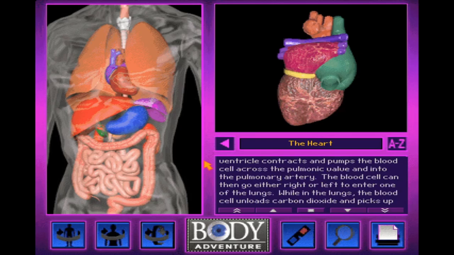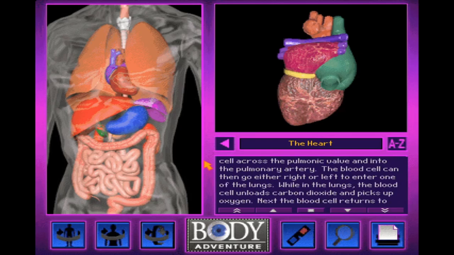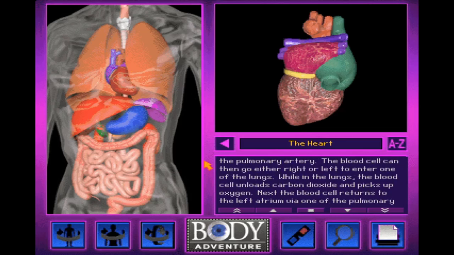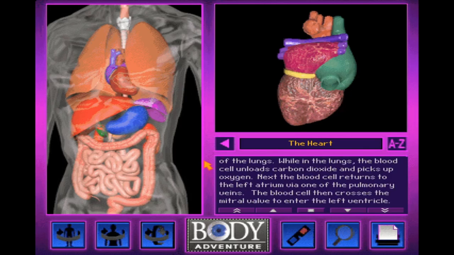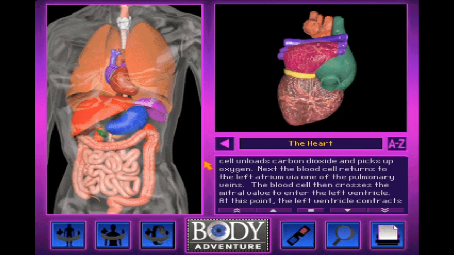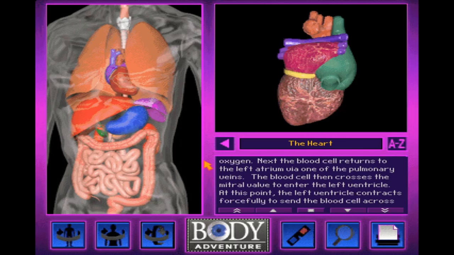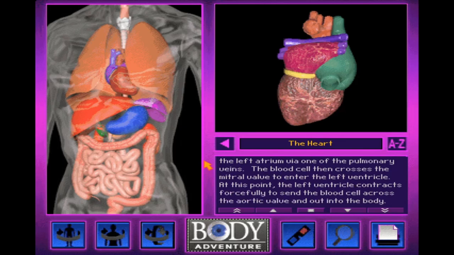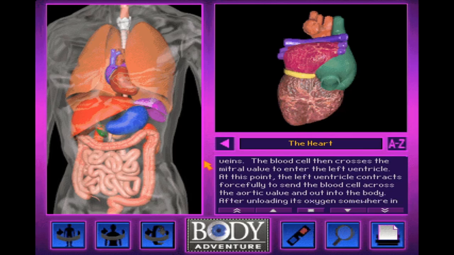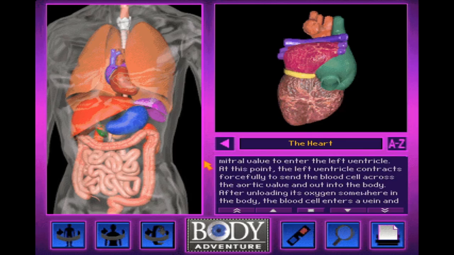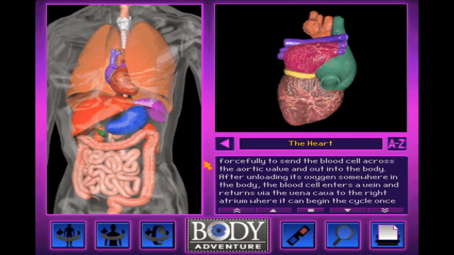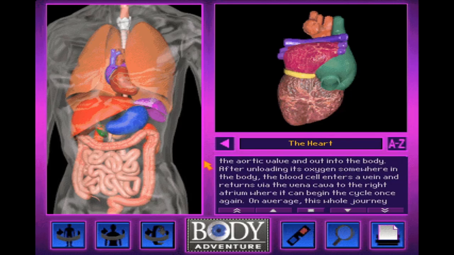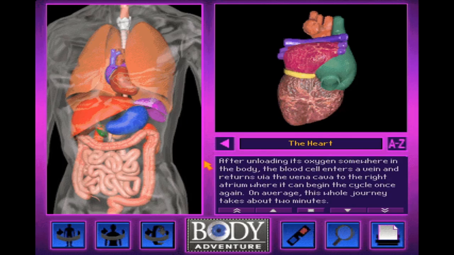While in the lungs, the blood cell unloads carbon dioxide and picks up oxygen. Next, the blood cell returns to the left atrium via one of the pulmonary veins. The blood cell then crosses the mitral valve to enter the left ventricle. At this point, the left ventricle contracts forcefully to send the blood cell across the aortic valve and out into the body. After unloading its oxygen somewhere in the body, the blood cell enters a vein and returns via the vena cava to the right atrium where it can begin the cycle once again.